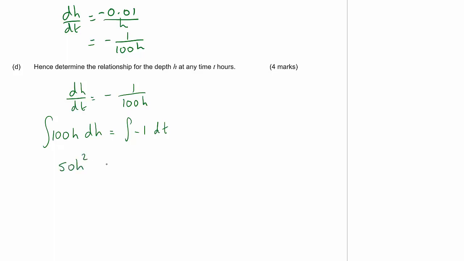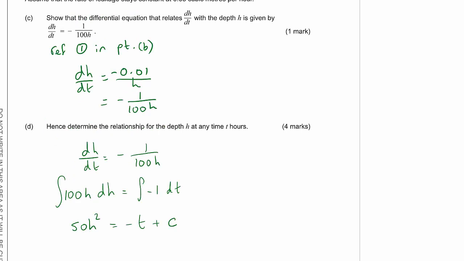Hence, determine the relationship for the depth h at any time. So dh/dt is negative 1 over 100h. So that means that 100h dh is going to be equal to the integral of negative 1 dt. So that gives me 100h squared over 2, or 50h squared, is equal to negative t plus a constant.